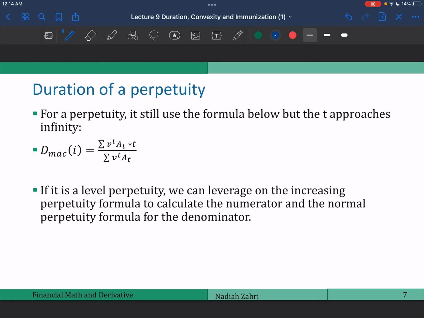So what is the duration of a perpetuity? For a perpetuity, we still use the same formula as before. However, our T will then approach infinity. So if it's a level perpetuity, then we can leverage on the increasing perpetuity formula for the numerator, and then the normal perpetuity formula for the denominator.